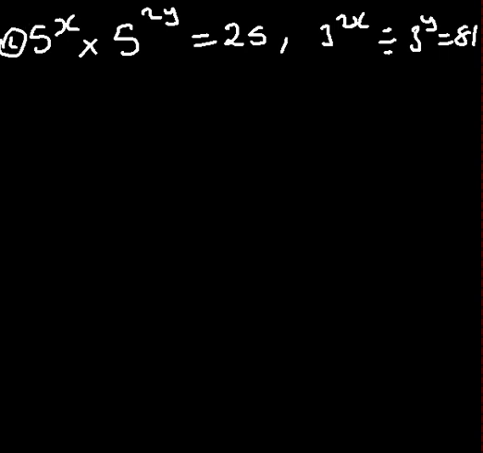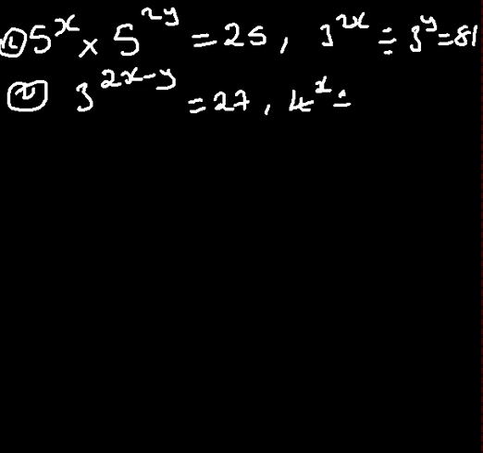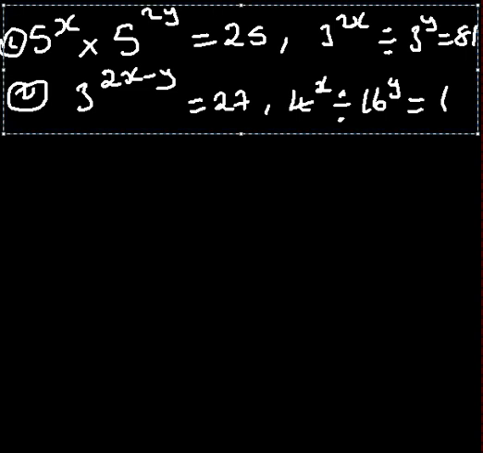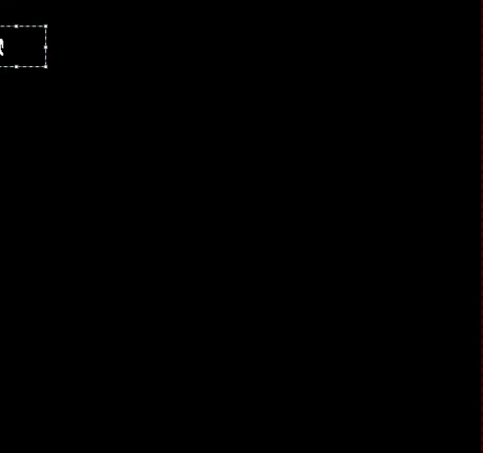We should also try this one, and by the way, these questions should be done by yourself. Let's say we have 3 to the power 2x minus y, which is equal to 27. And we have another equation, which is 4 to the power x divided by 16 to the power y, which is equal to 1. How do you think we can solve that? Try to see how best you can handle that one. This is how you should understand solving exponential equations simultaneously.